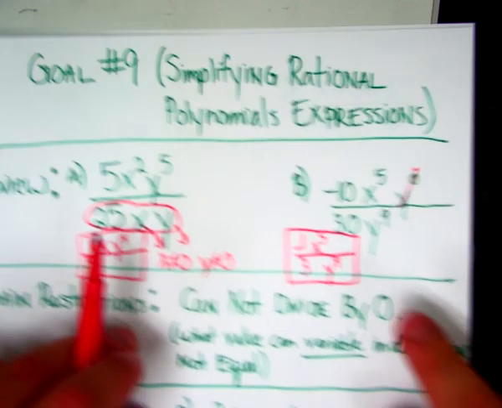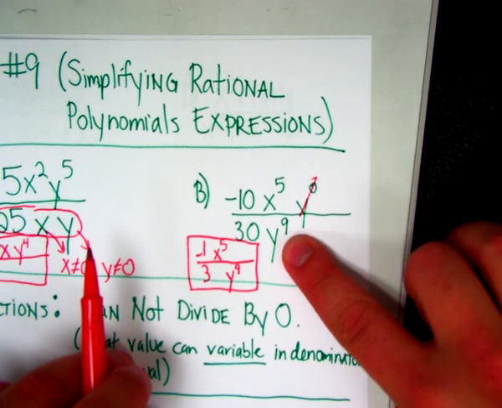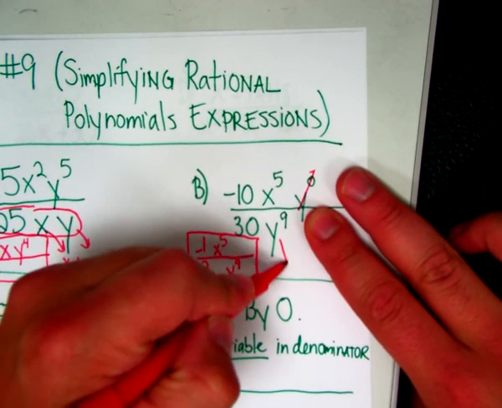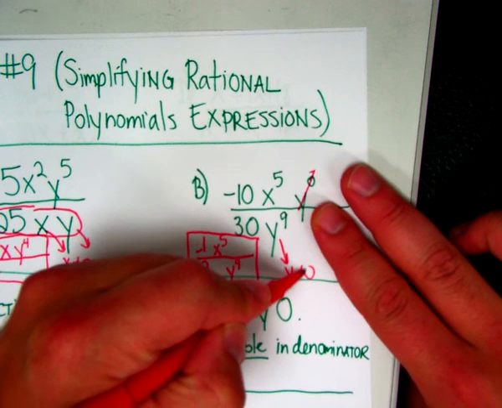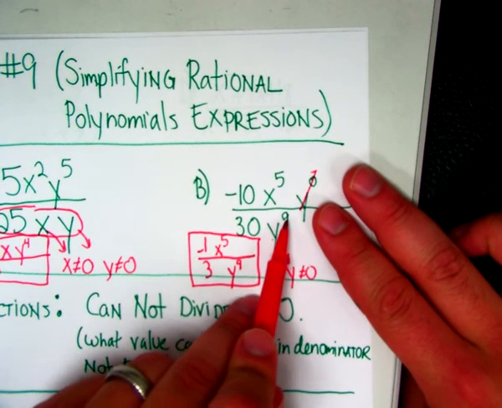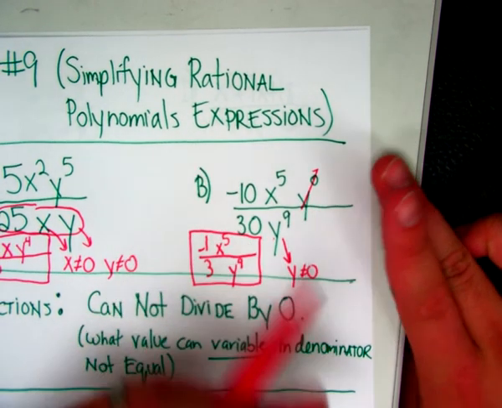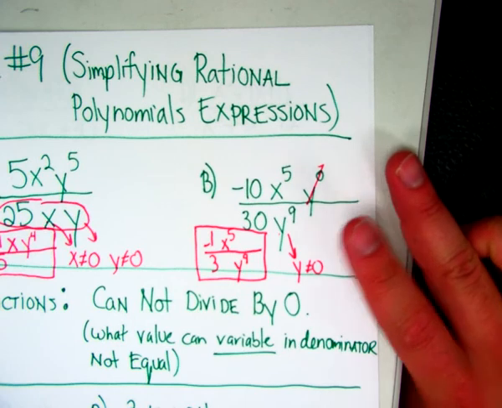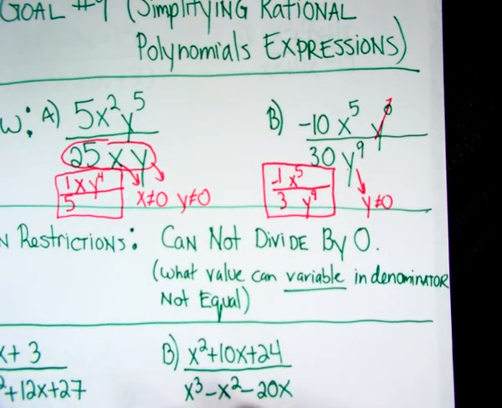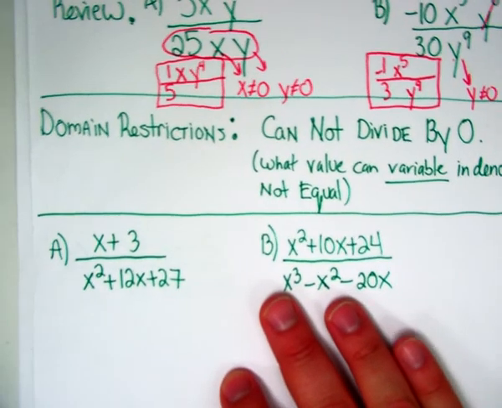Same idea for letter B. Y to the 9th power. Again, y can't equal 0 because 0 to the 9th power is 0. 30 times 0 is 0. We can't divide by 0. So you get the idea of what it means when we're saying divide by 0. Now, let's apply it to what we're doing in this unit.